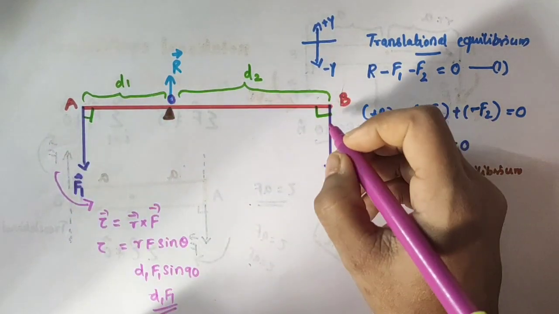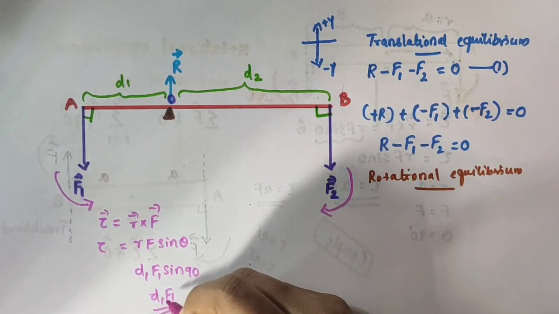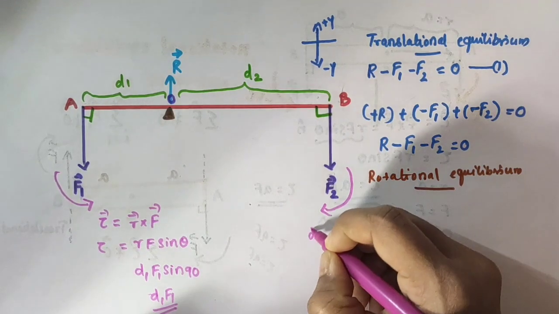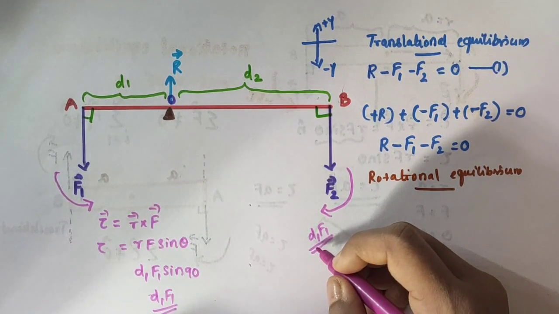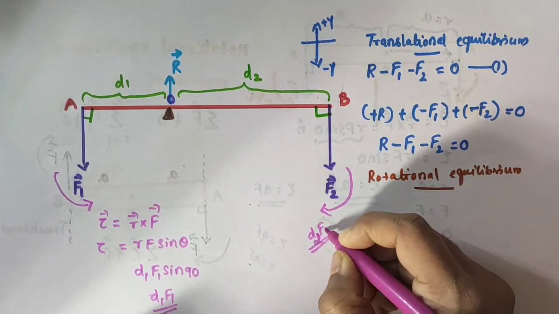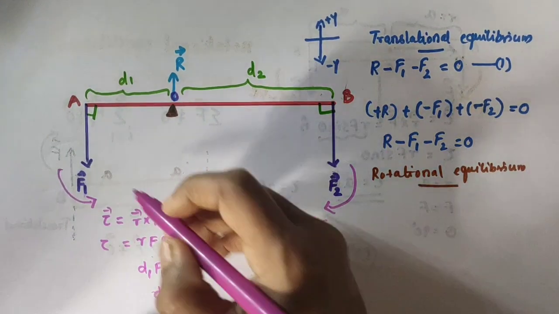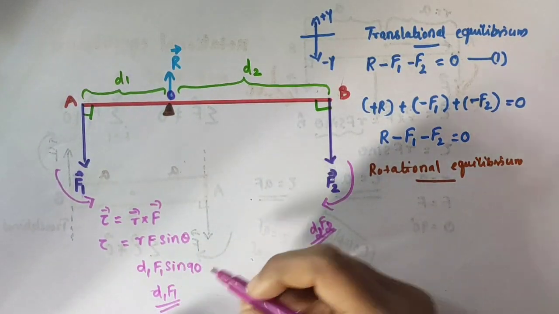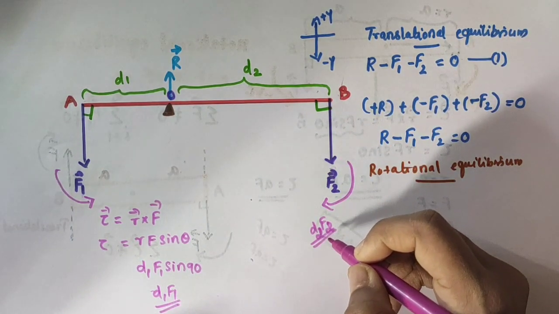Similarly, when you find the magnitude of the moment of force at B, you will get, I'm sorry, not D1 F1, it is D2 and F2. So it will be D2 F2. That is, the magnitude of the moment of force at the point A is D1 F1, and the magnitude of the moment of force at the point B is D2 F2.